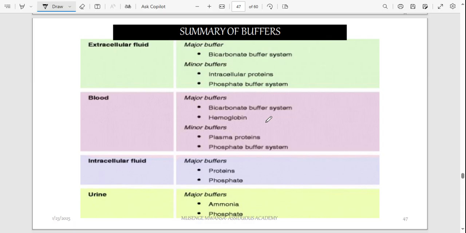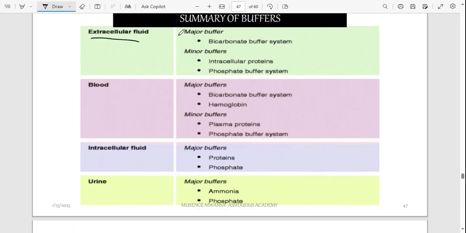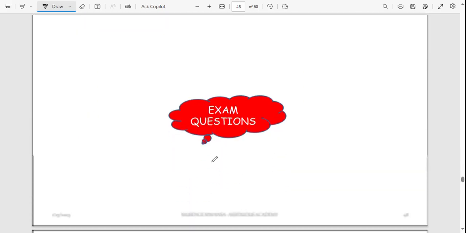So as a summary, when it comes to the buffers found outside the cell, you have the bicarbonate buffer. That's a major one. In blood, you have the bicarbonate buffer and hemoglobin. While inside the cells, you have the protein buffer as the major one. So take note of that.